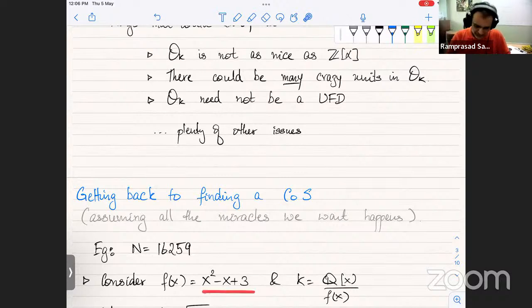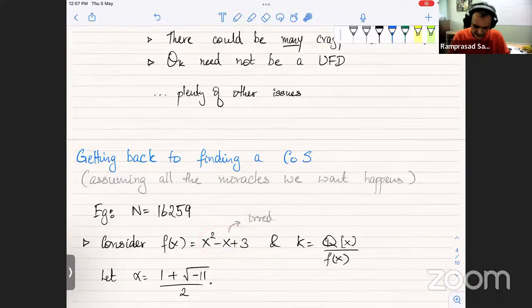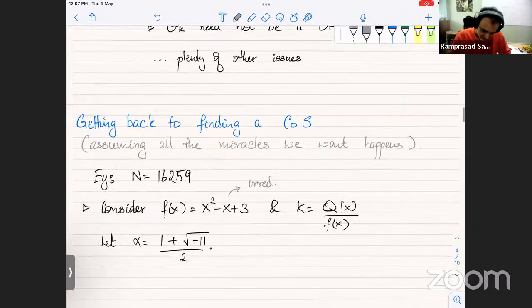Okay, we're going to choose this as our polynomial, which fortunately happens to be irreducible. And it's a monic polynomial also. And this is my number field. If you care about what exactly the complex roots of this are, the complex roots are (1 ± square root of -11)/2. And let's say alpha is going to be this (1 + square root of -11)/2.